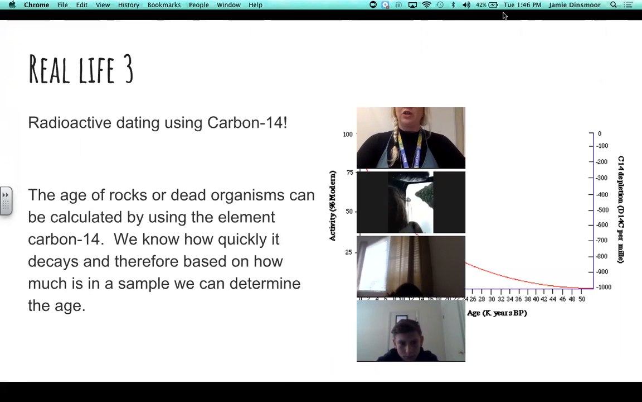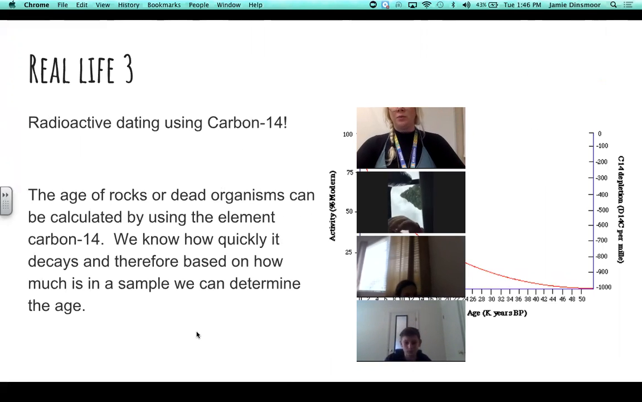Final real life connection kind of relates to the first one, but it's really about radioactive dating, right? If you've taken earth science already, or you may remember from middle school, you've probably talked about this already. We use carbon-14 a lot, right? There are other ones we can use, but we can use isotopes of certain elements to figure out how old something is based on how quickly they decay.